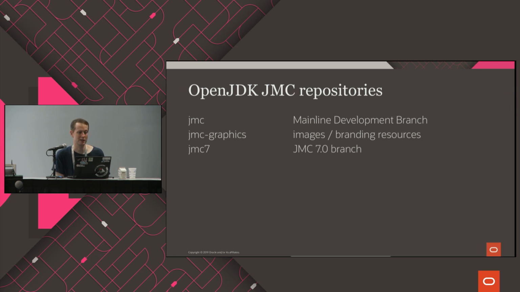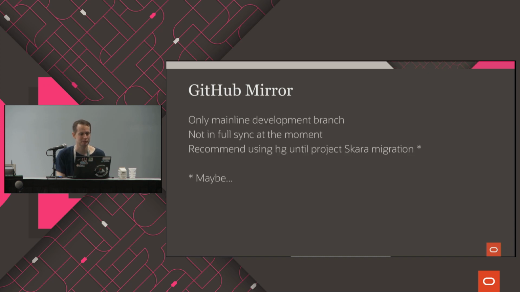So when you actually want to get the source code, there's 3 repositories. The mainline dev one, the latest code, is just in JMC. There's a branch that's broken off for JMC 7, and then there's a separate repository for graphic resources and images and things like that. So there's also a GitHub mirror. It doesn't seem to quite be in sync with the other stuff, and it also only really has the mainline dev version. And so while at some point, everyone's talking about Project Skara and they're very excited about that, as of today, right now, the definitive repository is still the Mercurial repositories.